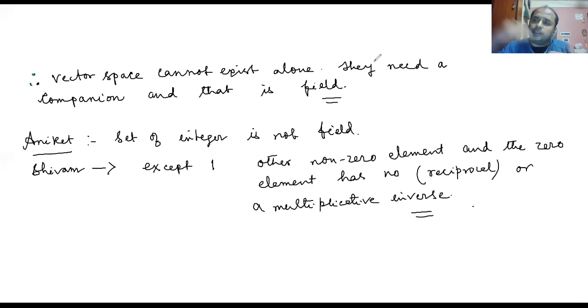I can send you the notes in advance. You can go through the notes, and in the classroom I can discuss only the problems. Okay. That is the thing which I actually wanted to convey to you.